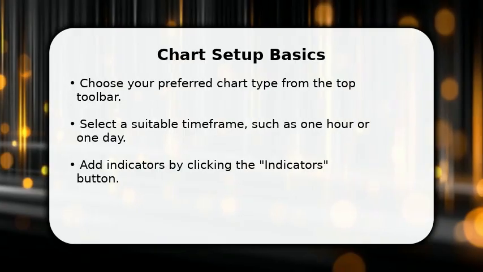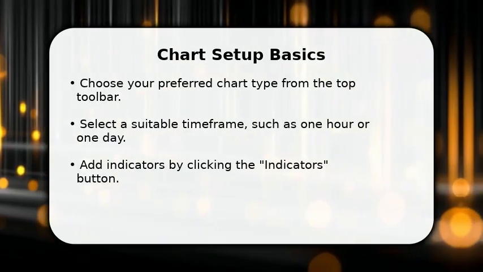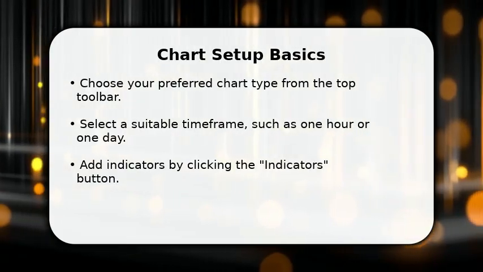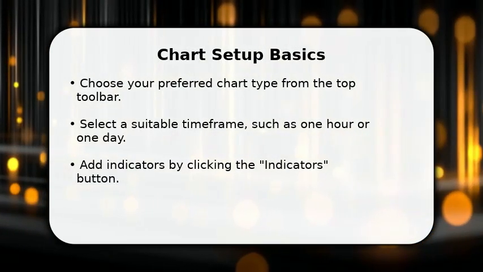First, open TradingView and navigate to your desired asset. Locate the chart type selector at the top of the interface. Here you can choose between candlesticks, bars, or lines.